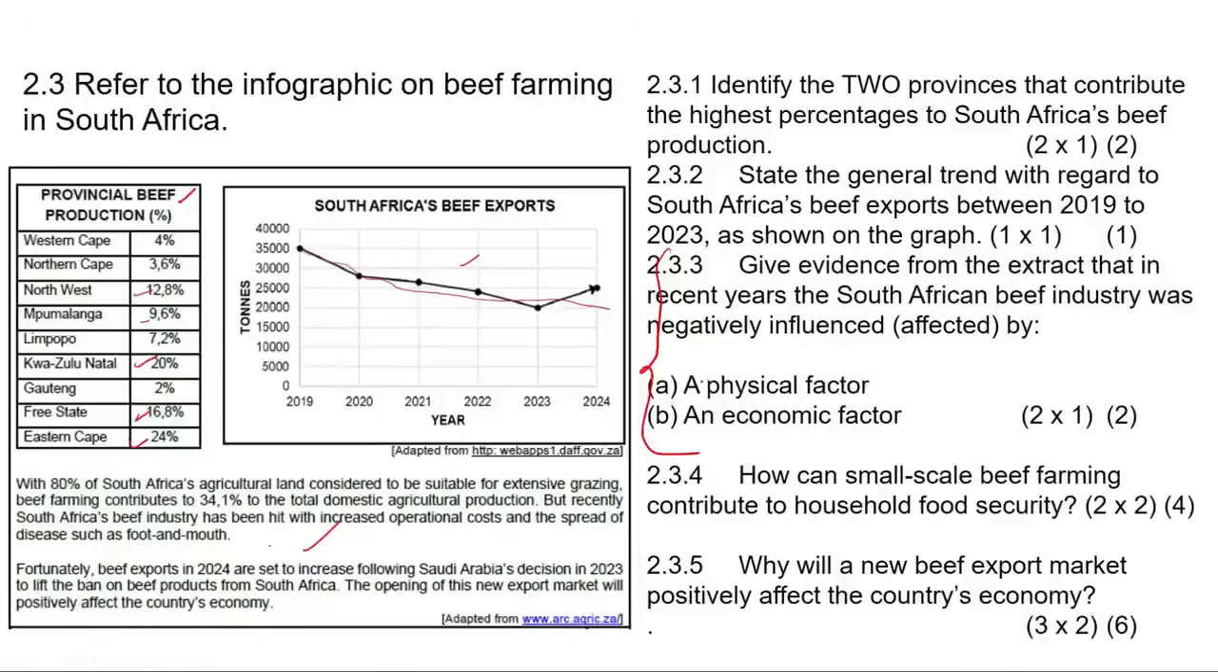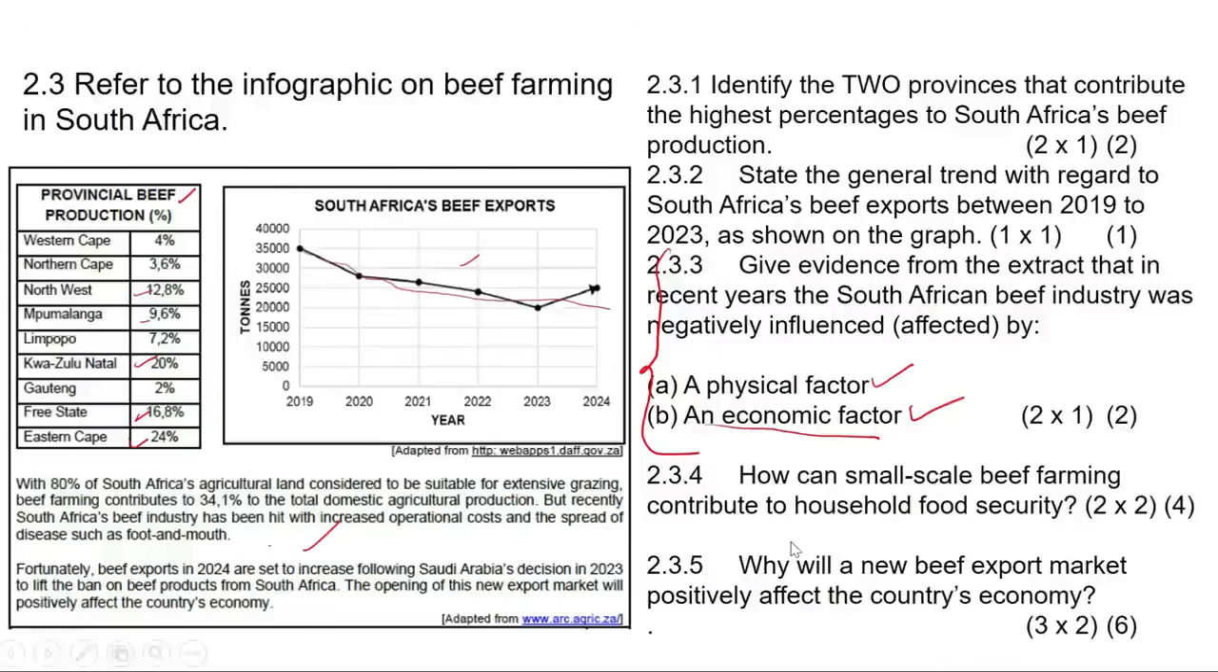So now we can simply change this and look at it. What will be the physical factors and what will be the economic factors that can affect beef farming? The physical factors will be things like diseases or the spread of diseases. It can be climate change or it can be drought, it can be floods. Those will be the physical factors. And the economic factors will be factors like unemployment. It will be those factors that can influence beef production.